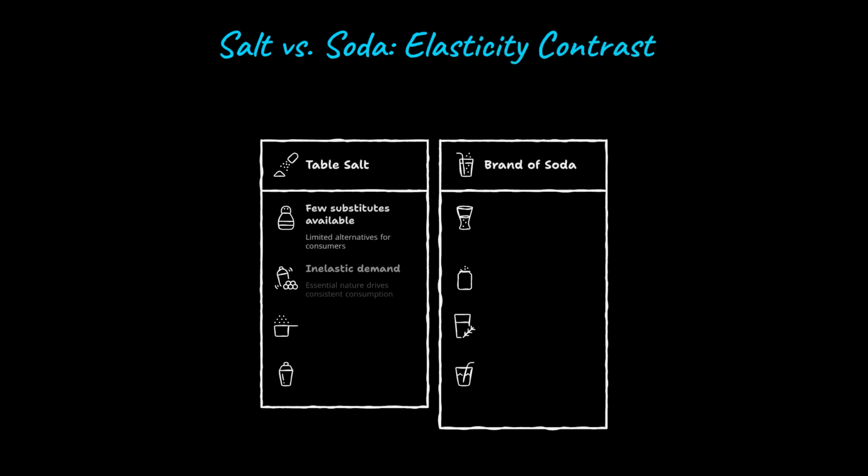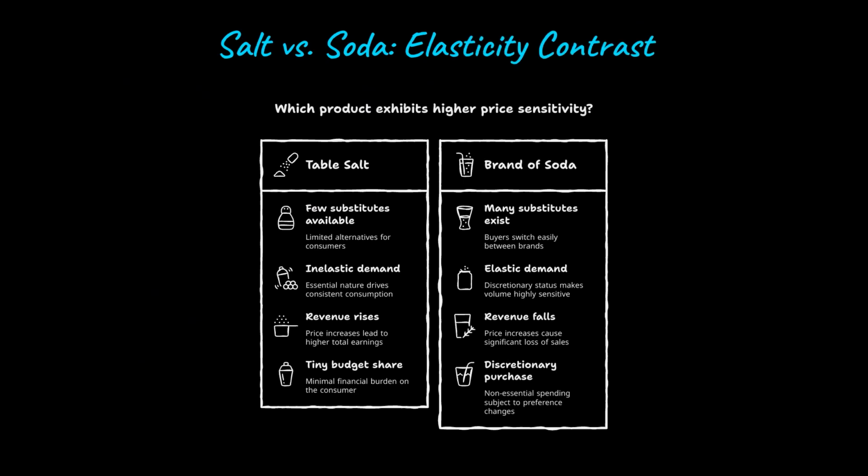Table salt has few substitutes, is a necessity, and costs households almost nothing, so its demand is strongly inelastic, and a price increase lifts revenue. A single soda brand surrounded by rivals is elastic. Raise the price and buyers switch, sending revenue down. The reliable anchor: the more substitutes, the more elastic.